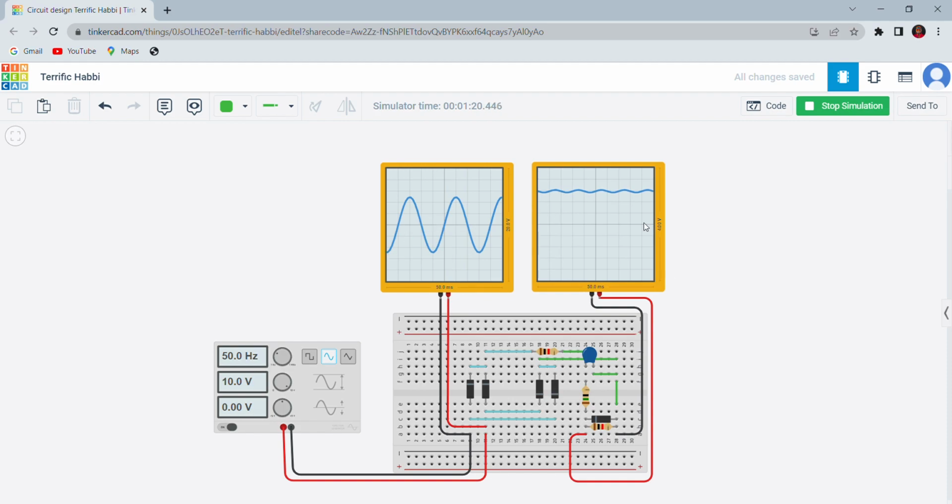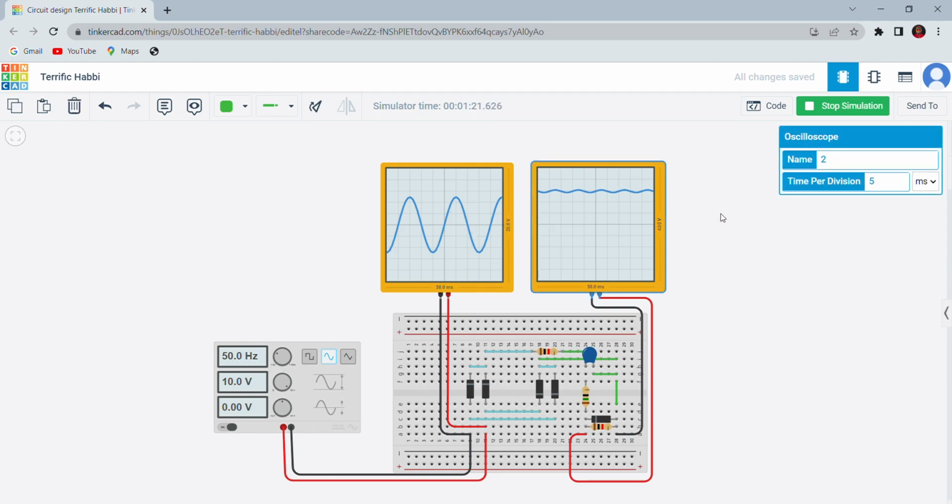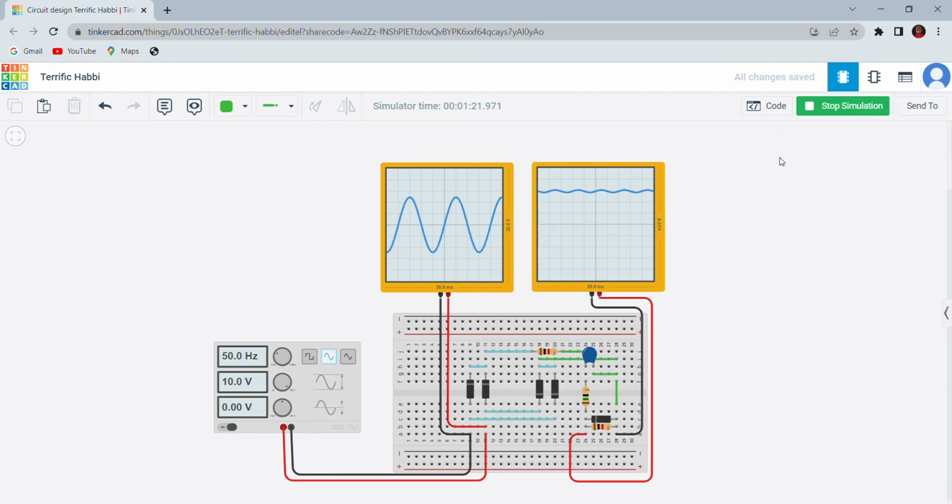we can see here that we succeed to convert a AC to a DC voltage. So that's all from me.